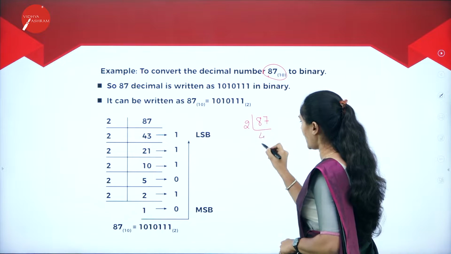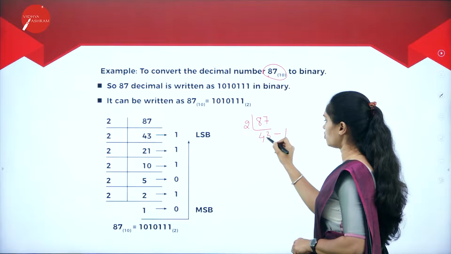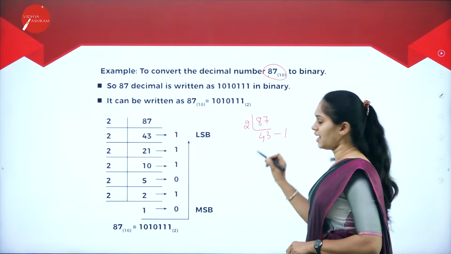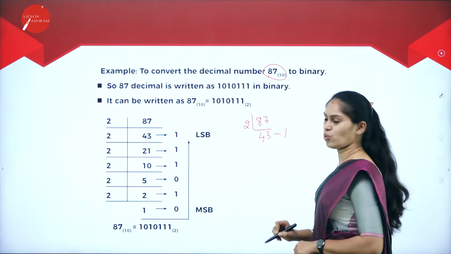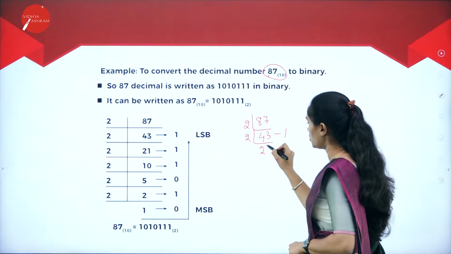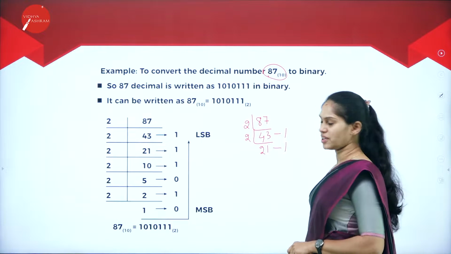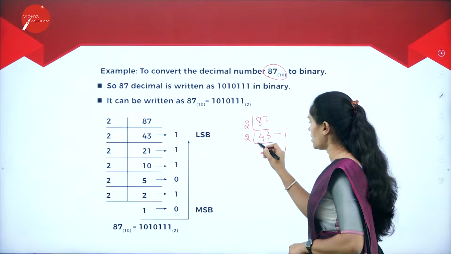So 2 4s are 8 and then 2 3s are 6. The remainder will be 1. So 43 into 2 becomes 86. 87 minus 86 will be 1. Next 2 2s are 4 and then 2 1s are 2. Remainder will be 1. 21 into 2 will become 42. 43 minus 42 will be 1.